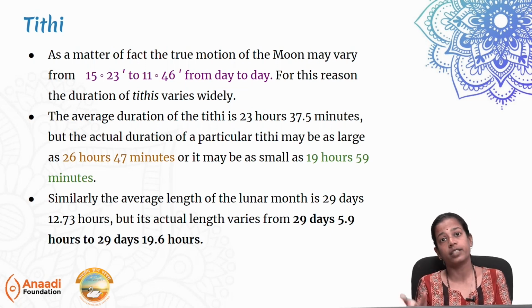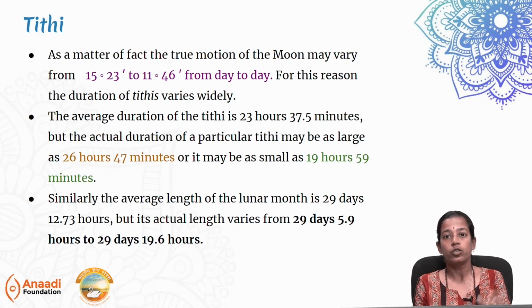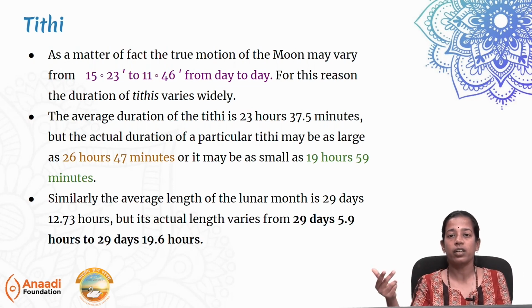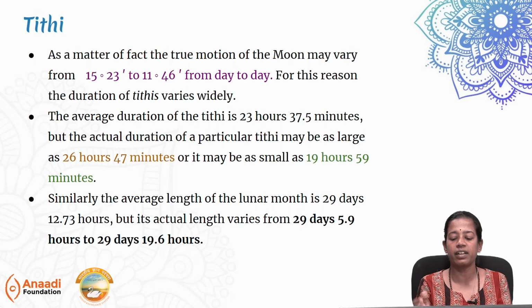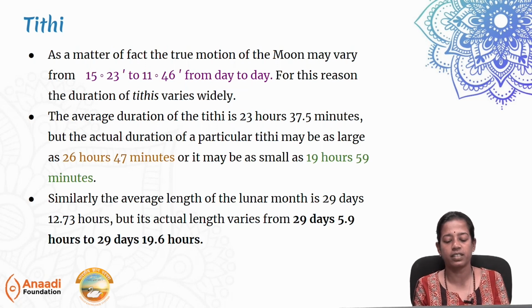Sometimes it can be very slow as well, such that it will be able to complete only 11 degrees 46 minutes in one day. So, this is the difference between angular completion, angular distance completion. So, an average of somewhere around 13 degrees 20 minutes is seen as the lunar motion per day with respect to the Sun. So, the average duration of the Tithi we already saw is about 23 hours and 37 and a half minutes.